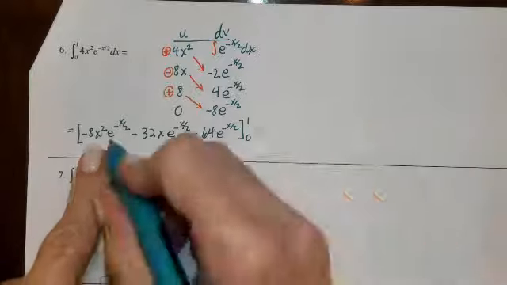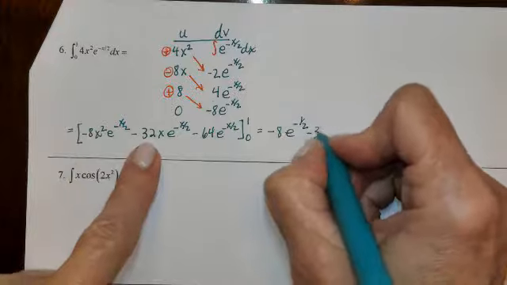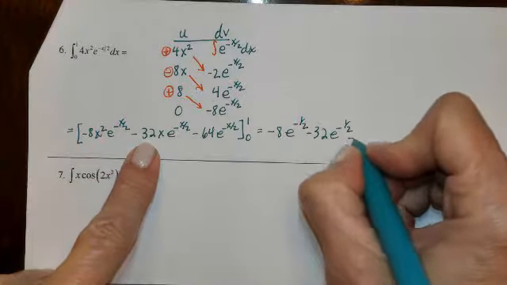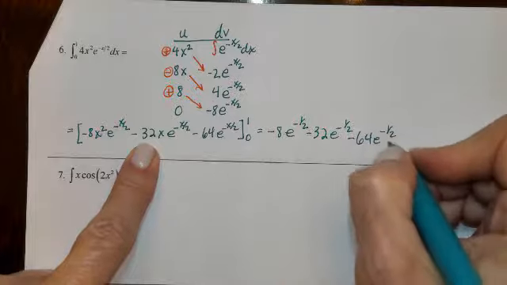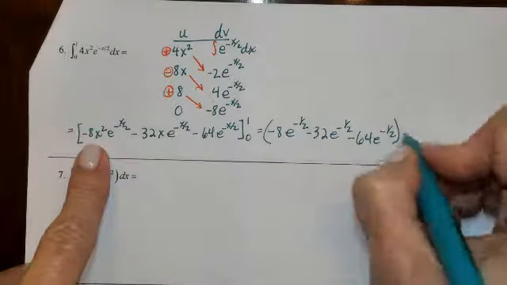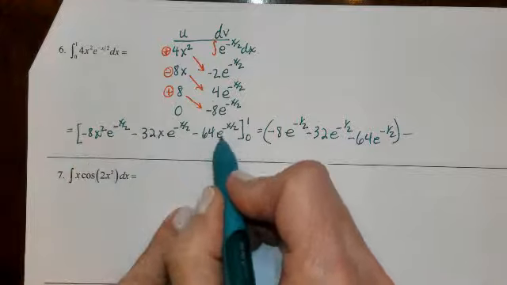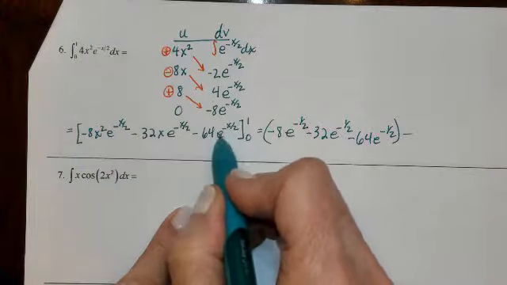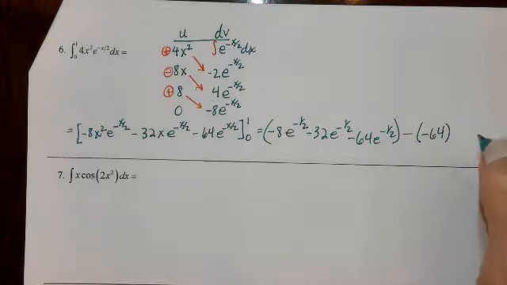So if we put 1 in for x, we'll have negative 8 e to the negative 1/2 minus 32 e to the negative 1/2 minus 64 e to the negative 1/2. I should have factored out the e to the negative x over 2, but I didn't. If we put 0 in, this term will be 0, this term will be 0. This term will not be 0 because e to the 0 is 1. So we'll have another negative 64 here, like that. Okay?